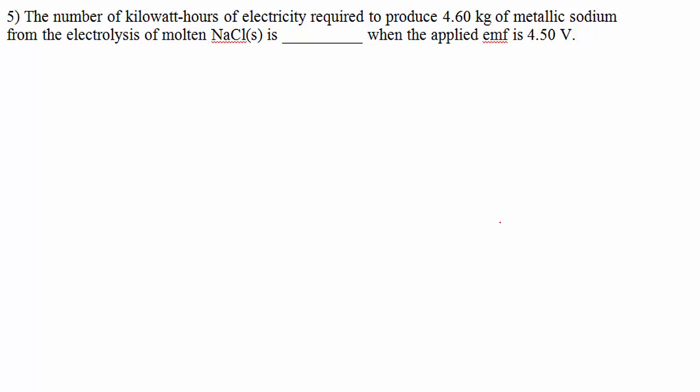Number 5. It says the number of kilowatt hours of electricity to produce 4.60 kilograms of metallic sodium from electrolysis of molten NaCl is blank when the applied EMF is this. All right, so this is a good one. This is using a new formula. The watt equals nF of the voltage applied.